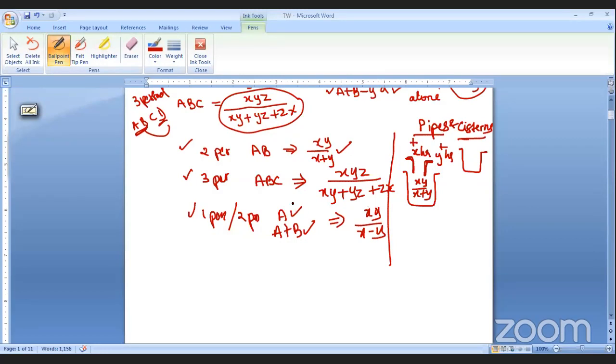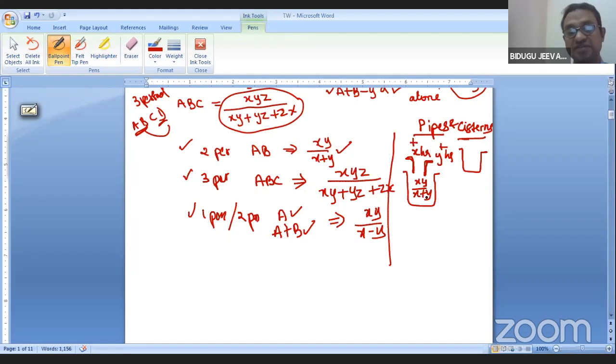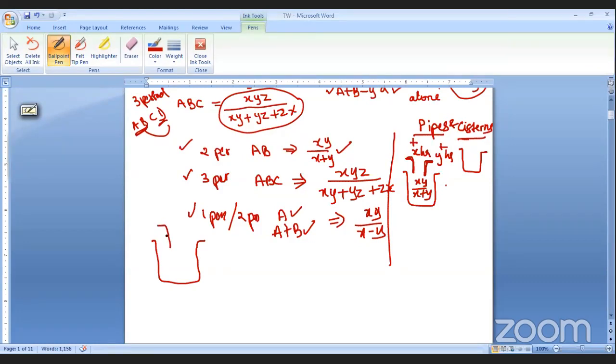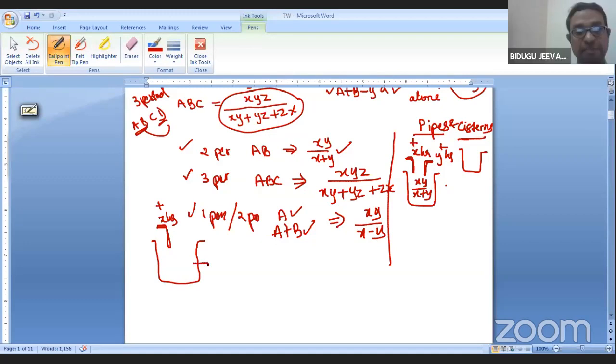Yes, sir. Here persons are there, here pipes are there. Everything is the same. Another one, if I take this as the tank, a pipe fills it in X hours. Filling means plus. One tap can empty the tank in Y hours. Emptying, that is minus. The rule is very simple: xy by x minus y.